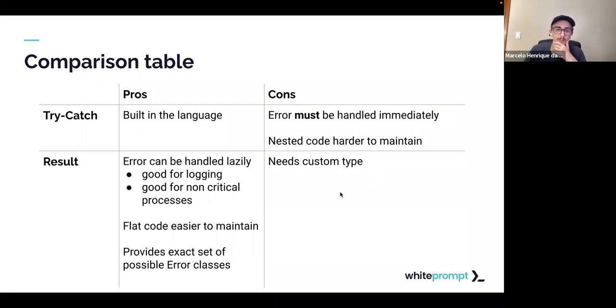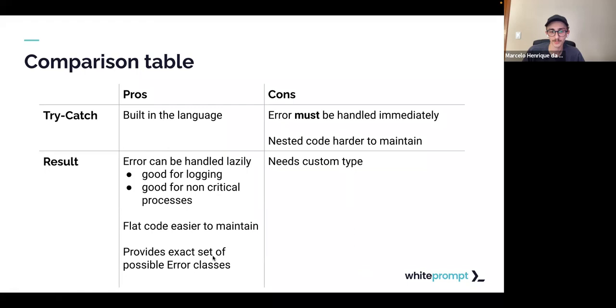And a couple of things that make the result type interesting is that we can handle the error lazily. We don't need to immediately handle it. So that's an opportunity for us to log the error. It's also good if you have a non-critical process that doesn't need to halt the application, doesn't need to panic the application. It can just continue. So maybe you log the error and go on from there. You don't need to do anything special for that. Also, the flat code is easier to maintain.